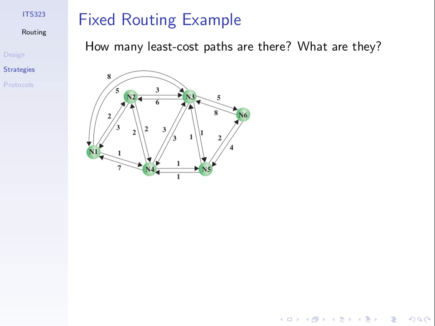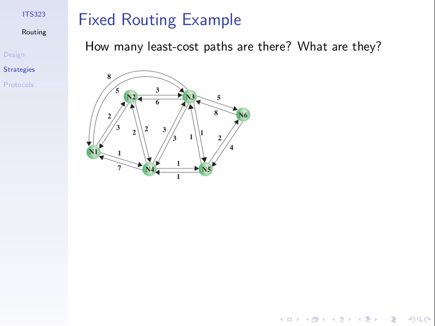Node 4, 1 to 4, easy. Node 5, 1, 4, 5. Cost of 2. Node 6, 1, 4, 5, 6. We've covered that one. With a cost of, what is it, 4. So for node 1 to reach any other node, there are 5 paths.